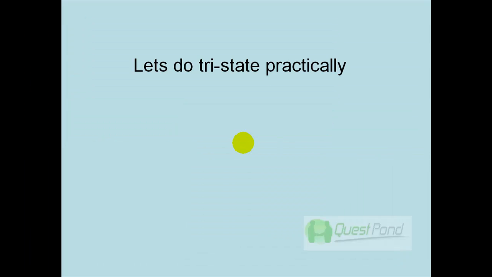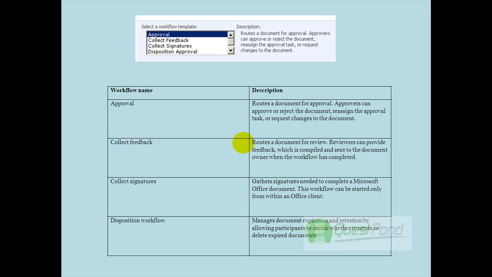Now there are also other workflows available in MOSS. Currently I have WSS installed on my PC, but there are other workflows like the collect feedback workflow, collect signature, disposition workflows, and approval workflows. If you are buying MOSS, the enterprise edition of SharePoint, then you can get more of these kinds of workflows which can really help you minimize your development effort. Here are some ready-made workflows given by MOSS.